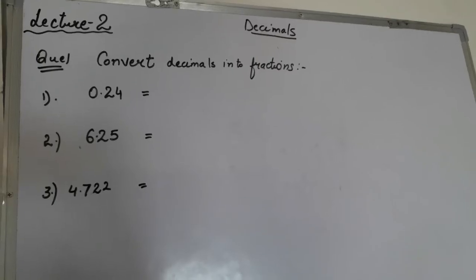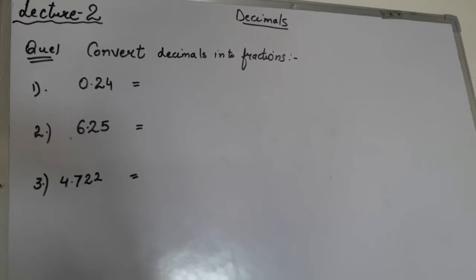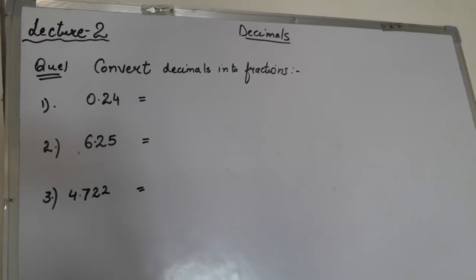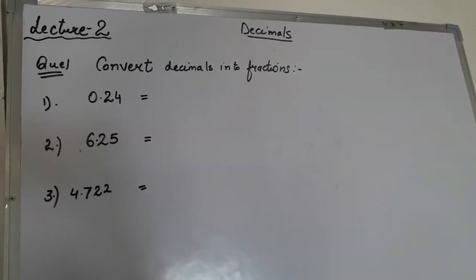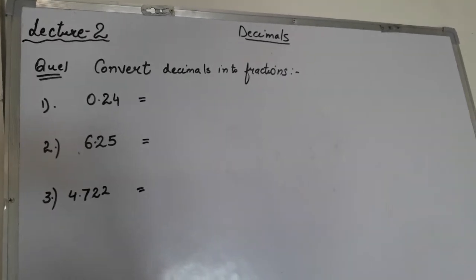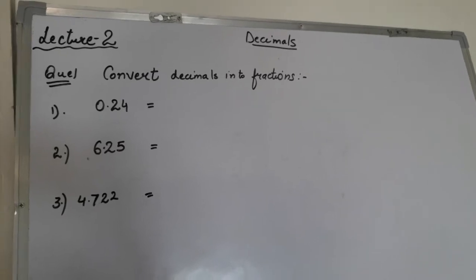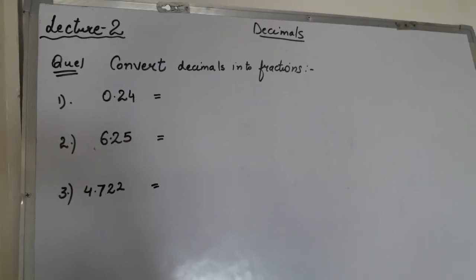As you know, we are doing the decimal chapters. Today also I'm continuing with it. So today my first question on decimals is to convert the decimals into fractions. As you can see on my board, I have the decimal numbers and I have to make them into fraction form. So how can I do it?